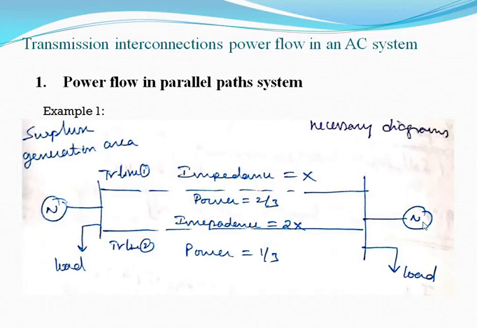In this figure, there are two generation areas. A simple case: power flow through parallel paths from a surplus generation area shown on the left side to a deficit generation area shown on the right. Transmission line 1 has an impedance X, and transmission line 2 has an impedance of 2X. So without any control, power flow is based on the inverse of the various transmission line impedances.